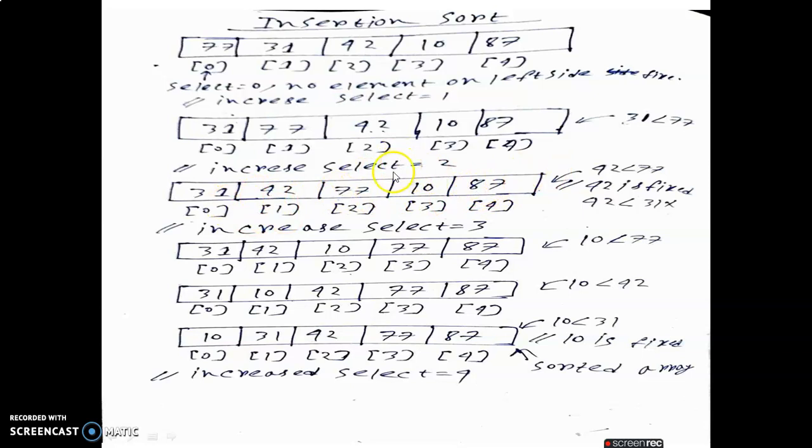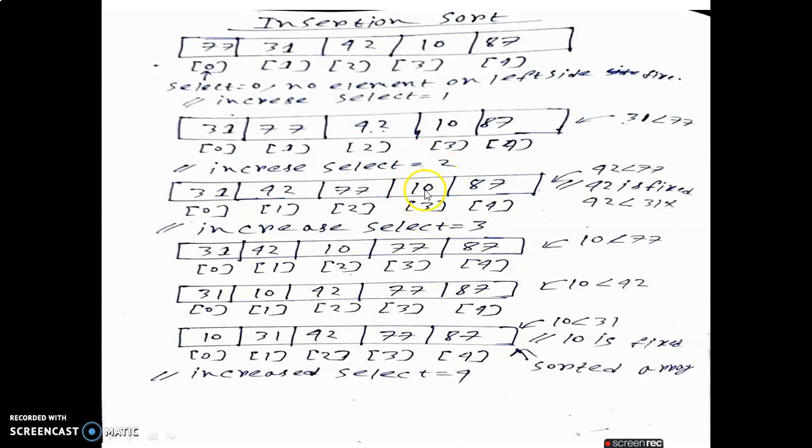Again compare. Now if we compare 42 with 31, is 42 less than 31? The condition is false. So this is the perfect position; 42 is fixed here. Now the select value is increased to 3. Now check what is the element at index 3.